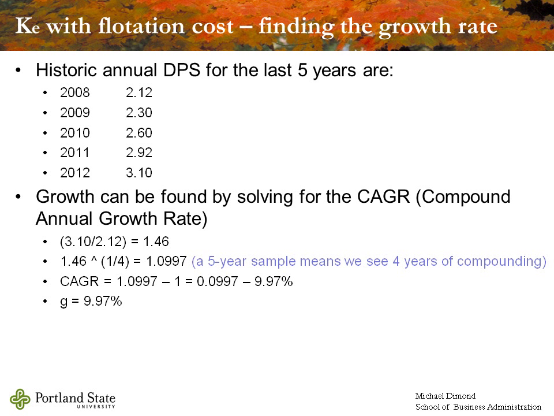When I raise that result to the 1/4 power, because I had 4 years of compounding, the result is 1.0997, which means that the growth factor is that amount minus 1. My compound annual growth rate is going to be 9.97%.